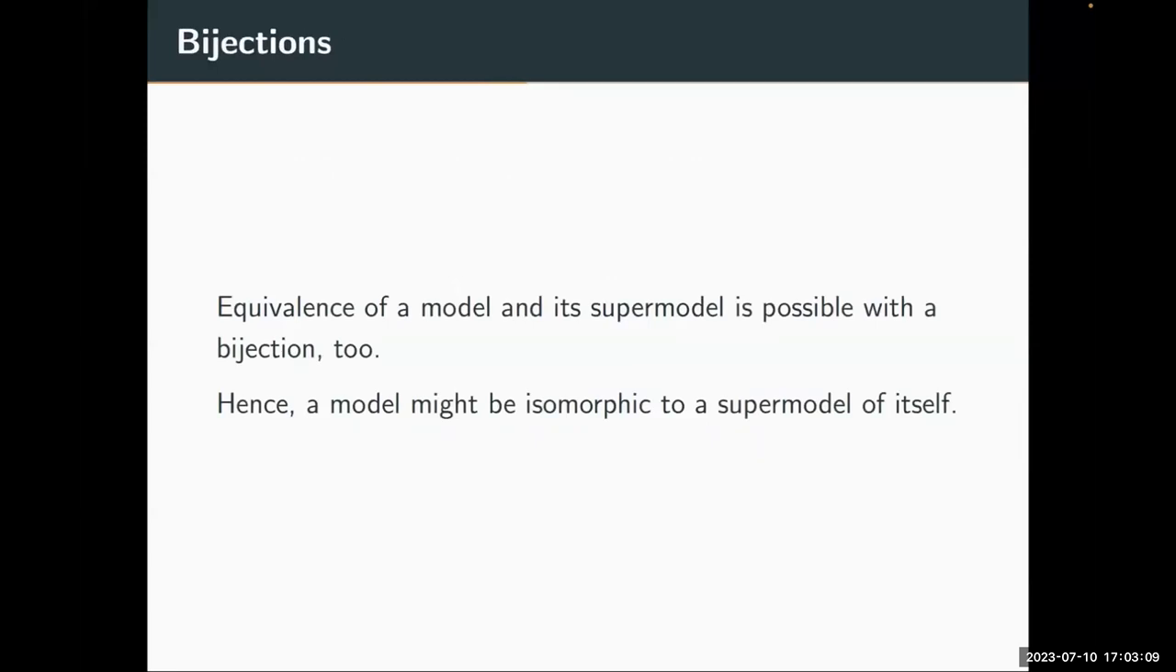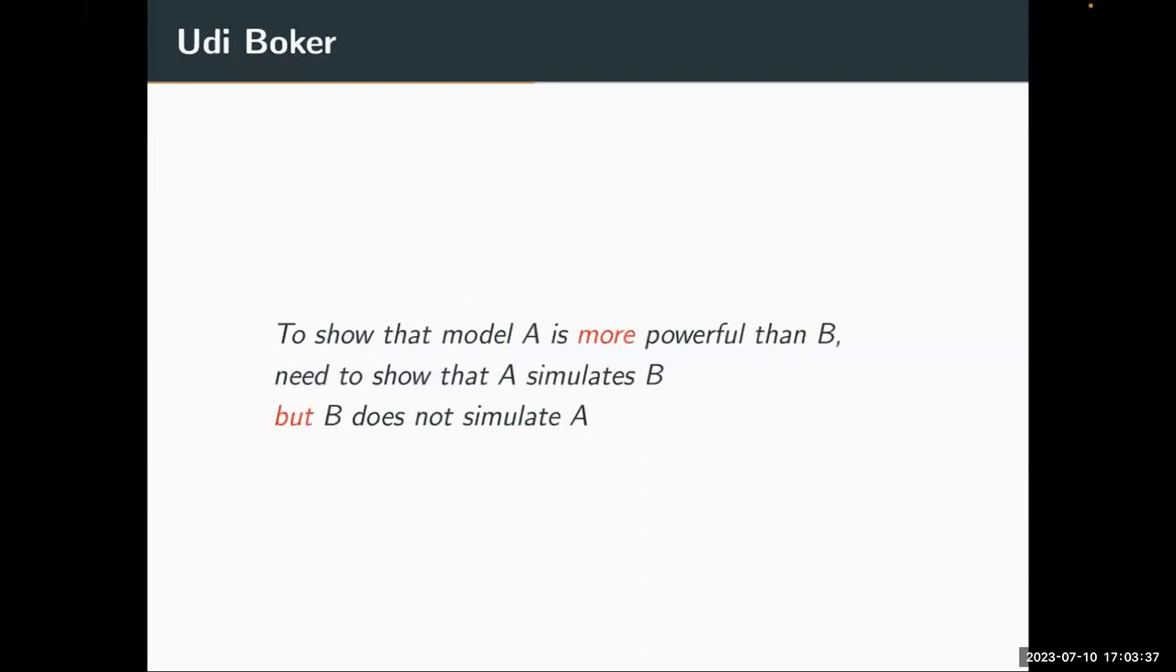However, there are examples in which it can be shown that a model is equivalent to a supermodel, or something that contains more functions than itself. That one can simulate the other, and the other can simulate the one, and therefore they're equivalent in the sense of simulation, but they're not equivalent in the set theoretic sense, because one is a proper subset of the other.